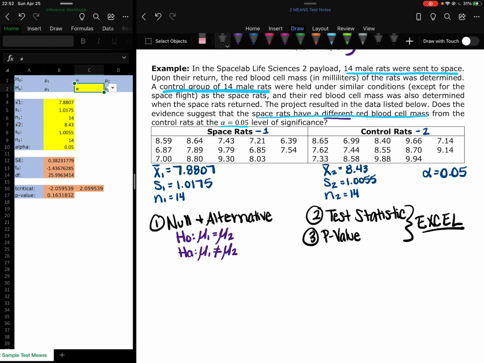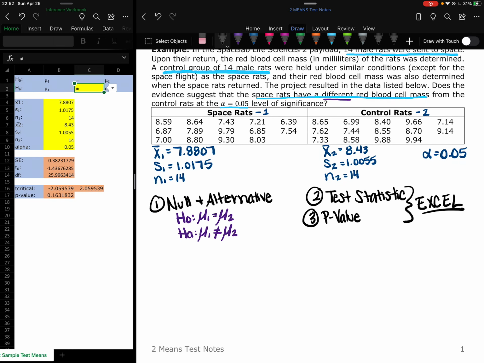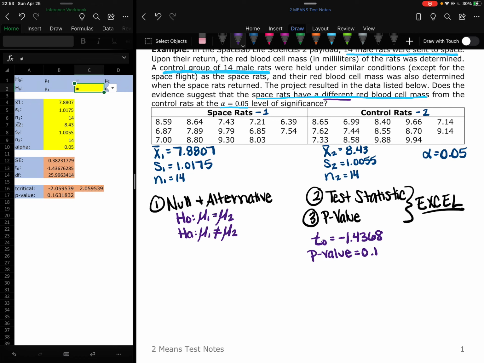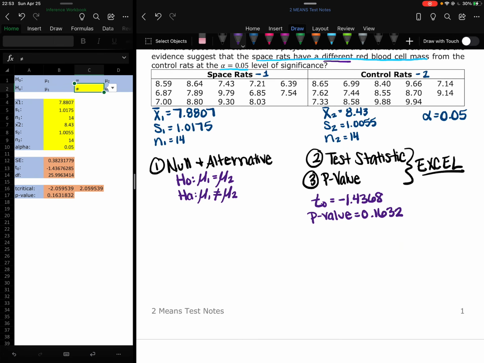We have the standard error, we have our t-score, our degrees of freedom, some critical values that you would use if you are using the other method besides the p-value method. That's the method I did not go over, but you were welcome to learn on your own. And then our p-value. So we want the t0, that's our test statistic, negative 1.4368, and our p-value, 0.1632.